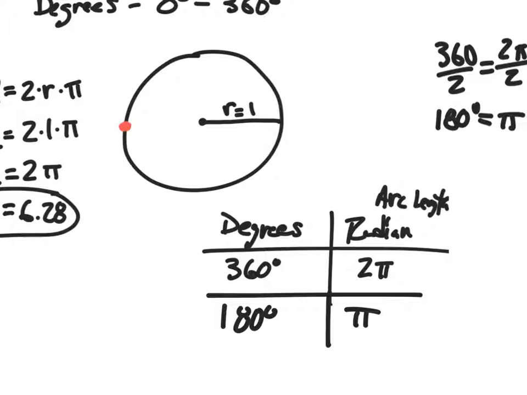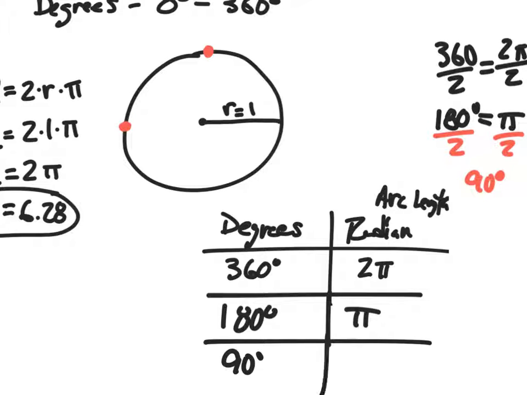You take that and you divide it by 2. You get 90 degrees. So this 90 degree angle measure here would just be pi over 2 radians. That arc length and 90 degrees mean the same thing. So 90 degrees is equal to pi over 2 radians.